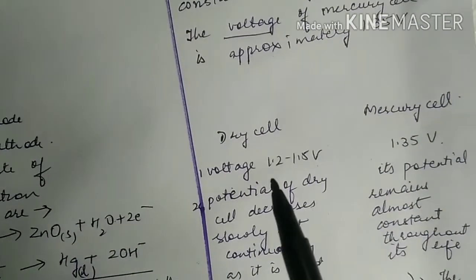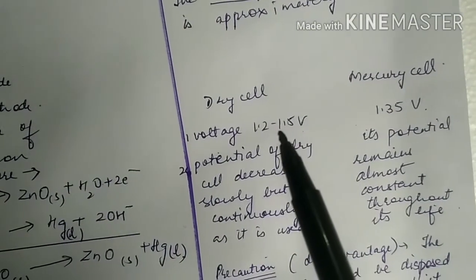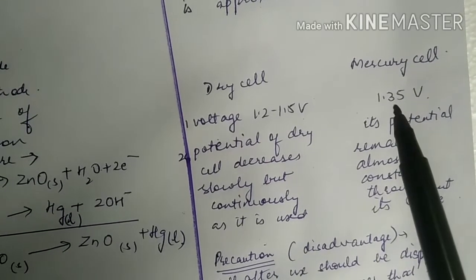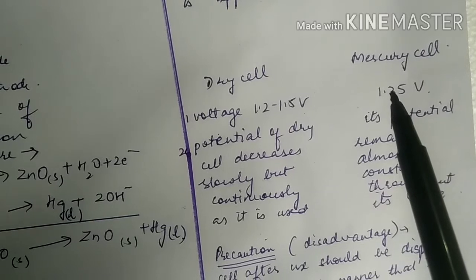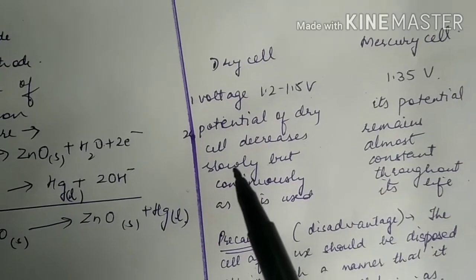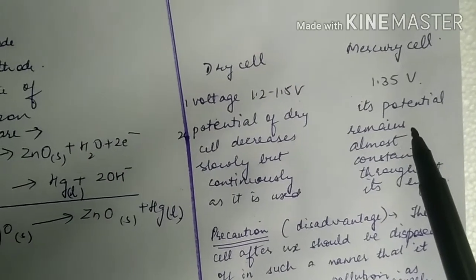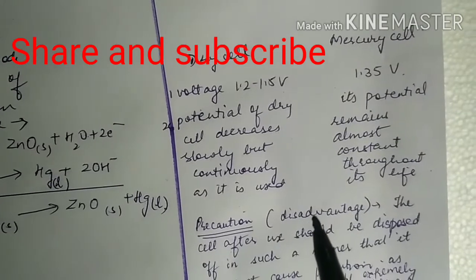On this basis, we can differentiate between dry cell and mercury cell. For dry cell, voltage varies between 1.2 to 1.5 volts, whereas for mercury cell, it is constant at 1.35 volts. The potential of dry cell decreases slowly and continuously as it is used. Mercury cell's potential remains constant.